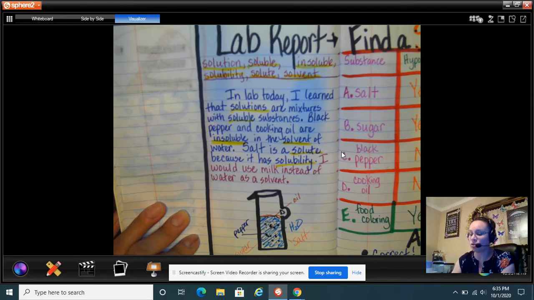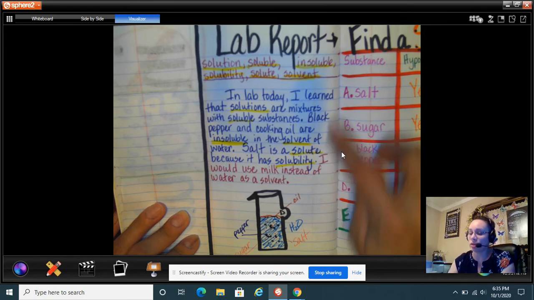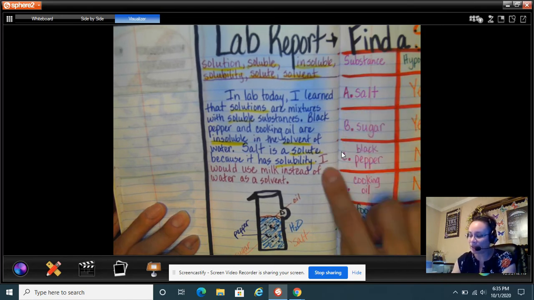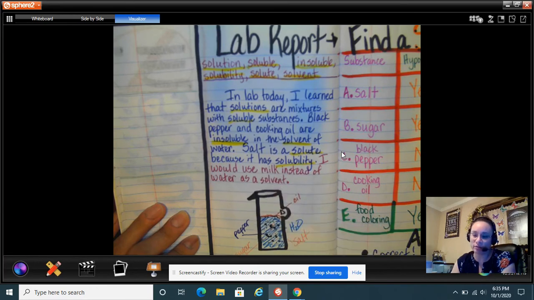The only thing is you have to use those vocabulary words, because you're a scientist, you are writing a lab report based on what you know and what you learned. In blue, I have everything that I learned along with the vocabulary words. And the last sentence is what I would do to make it better. I would use milk instead of water, because I asked you to get 2 cups of water, but maybe you can get 2 cups of milk. See what happens. See if the salt and the sugar and the black pepper and cooking oil react the same or don't. That is something that you can do on your own.